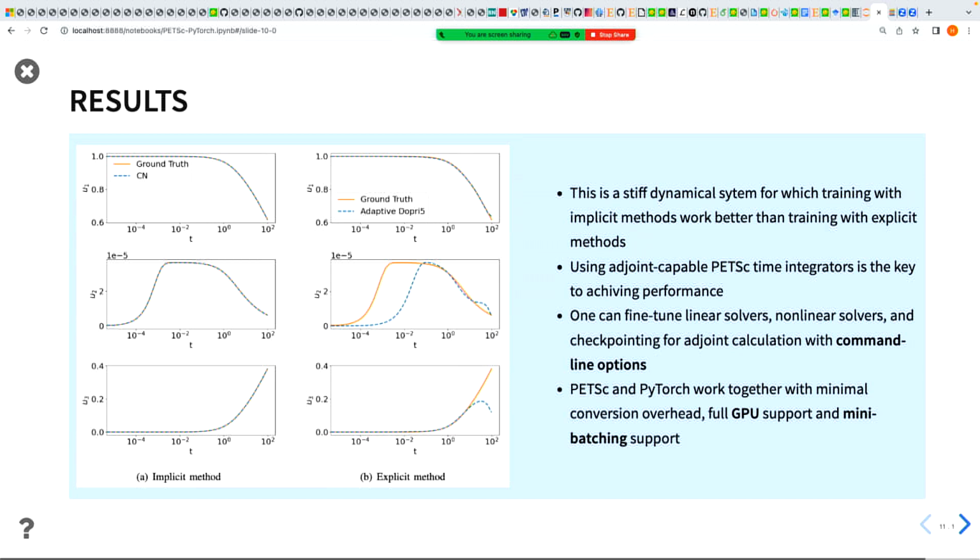Using adjoint-capable PETSc time integrators is actually the key to achieving performance for this particular problem. And one can actually fine-tune the linear solvers, nonlinear solvers, and checkpointing for adjoint calculation with command line options without changing your code. So this is very PETSc style. And this is a perfect example for demonstrating how PETSc and PyTorch work together with minimal conversion overhead and full GPU support, and more importantly, mini-batching support.